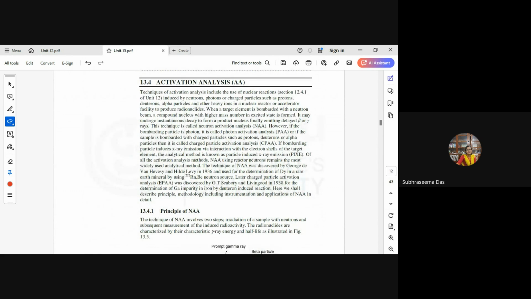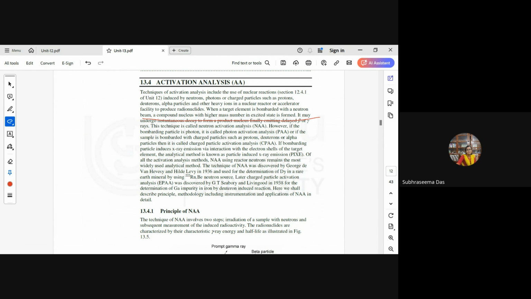Now coming to activation analysis. The techniques of activation analysis include the use of nuclear reactions, and mostly they are induced by neutrons, photons, charged particles like protons, alpha particles, and other heavy particles. When we target a nucleus, it is bombarded with a neutron beam. So a compound nucleus with a higher mass is formed, and it is in an excited state. It then undergoes spontaneous decay to form a product nucleus, and finally emissions like beta or gamma rays are also emitted. This technique is overall called neutron activation analysis, or NAA.